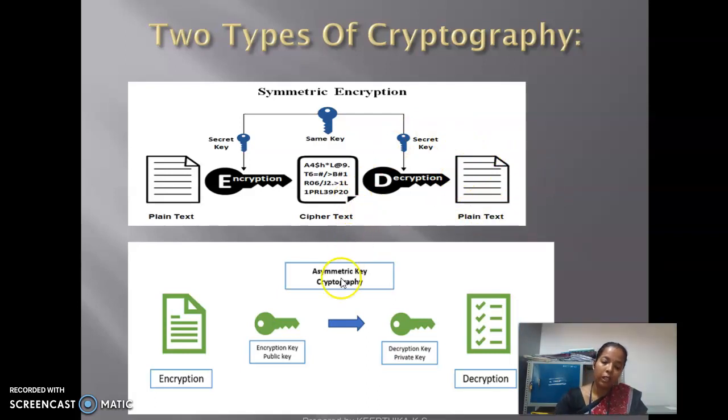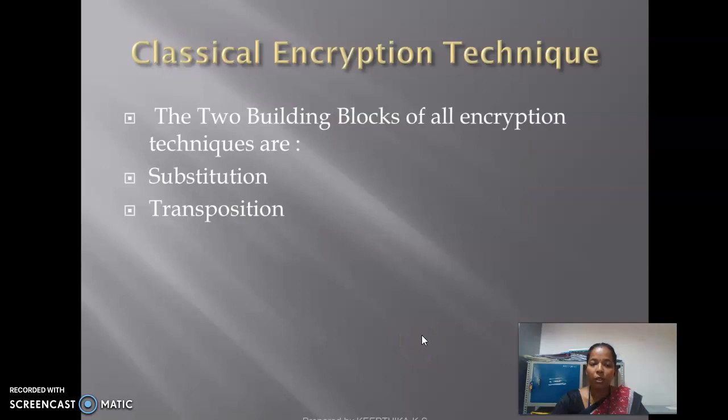Next is asymmetric key cryptography. In asymmetric key cryptography, we are using two different keys. One is a public key and the other is a private key. If we are using a public key in encryption, then we are going to use a private key in decryption. If we are using a private key in encryption, then we are going to use a public key in decryption.